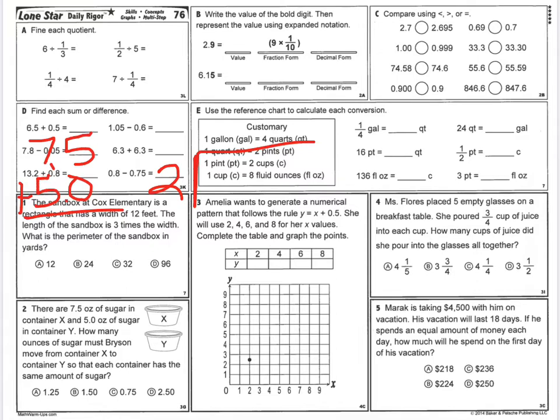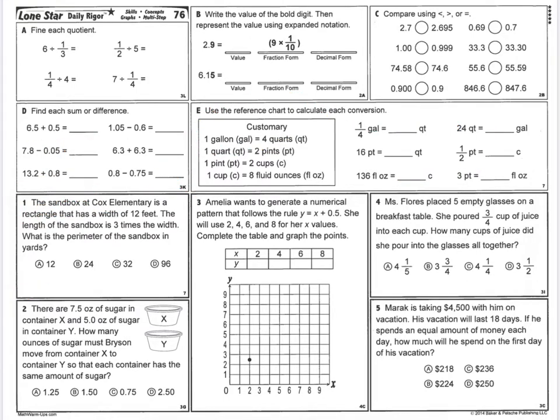I want you to also private message me on Google Classroom to tell me how you solve number 2. So one way would be to add them together and divide it by 2. And then you would take 7 5/10 and subtract the difference of whatever this answer is. Okay?